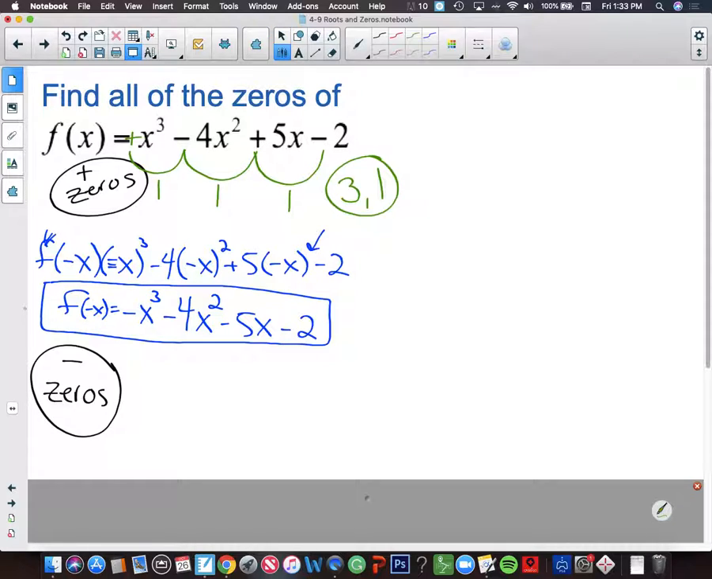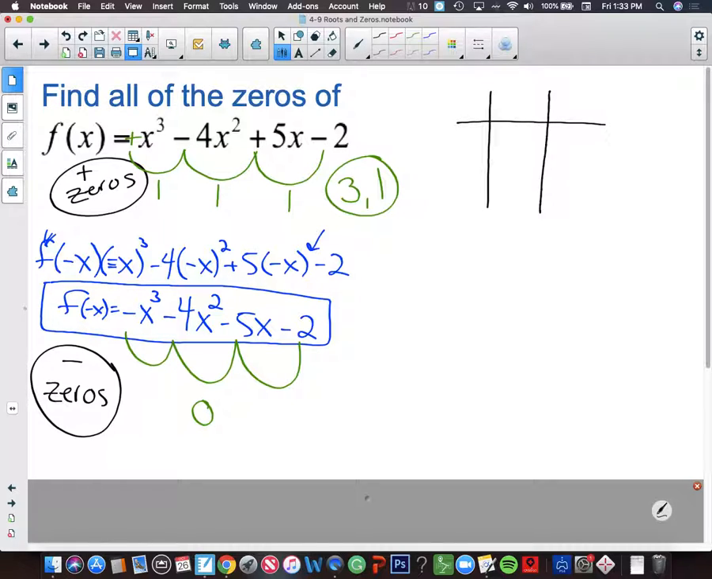And then let's use this one. So we go from here to here, sign does not change. Here to here, sign does not change. Here to here, sign does not change. So you have 0. There are 0 negative zeros. Okay, so there's 0 negative answers or solutions. Okay, so let's use that information to make a chart of possibilities.